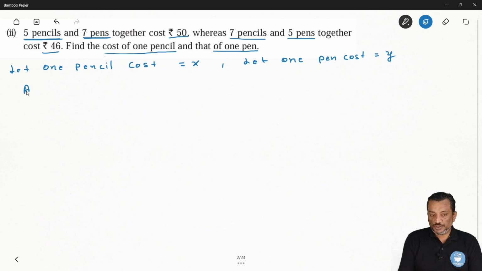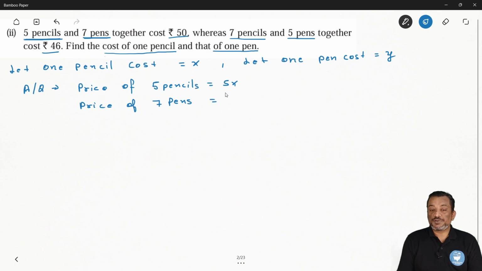Now according to the question we will say, okay, so 5 पेंसिल और 7 पेन खरीदा है, 50 रुपीज में। एक पेंसिल की प्राइस X रुपीज है। तो 5 पेंसिल की प्राइस, cost of 5 pencils is how much, 5x, and price of 7 pens. 7 पेन, एक पेन का कॉस्ट y रुपीस है, तो 7 पेन का प्राइस 7y.